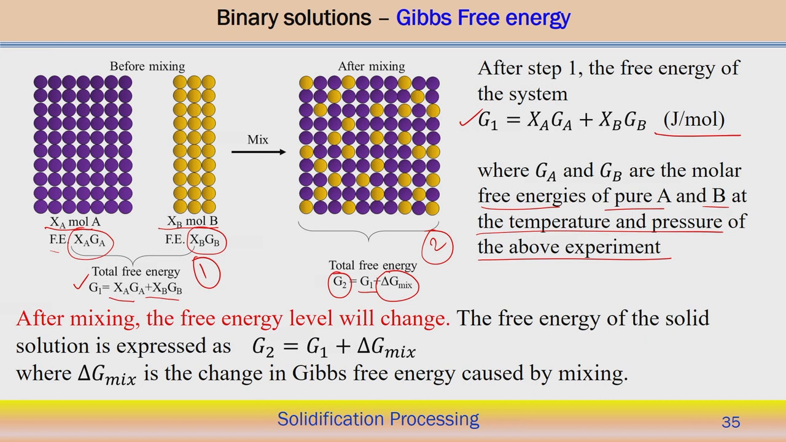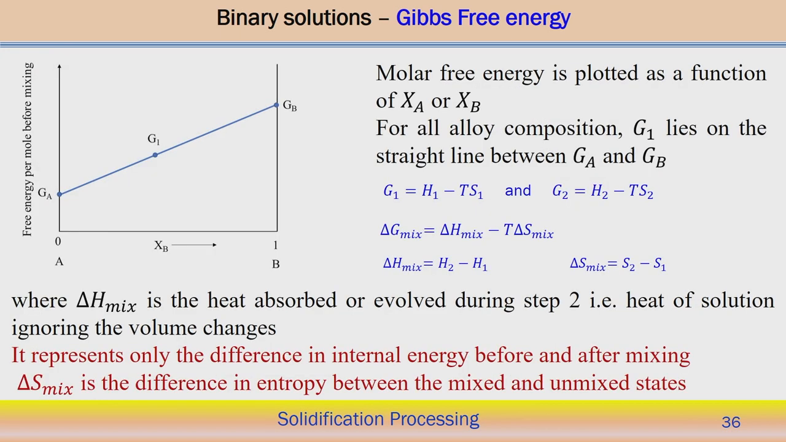So, therefore, the free energy of the solid solution is expressed as G2 equal to G1 plus delta G mix. Now, if we plot the molar free energy as a function of XA and XB, we need to understand this. The composition is varying along the x axis, and the free energy per mole before mixing is represented along the y axis.